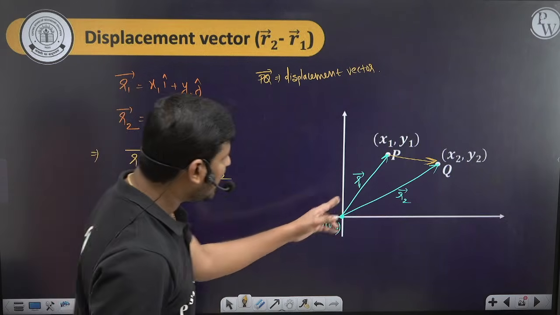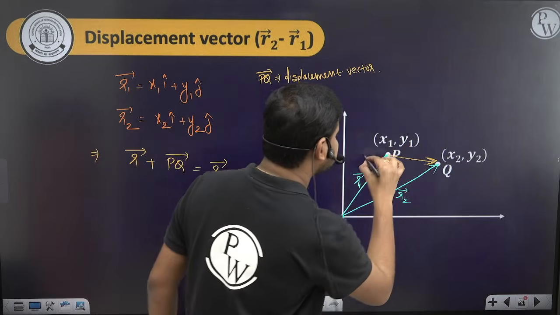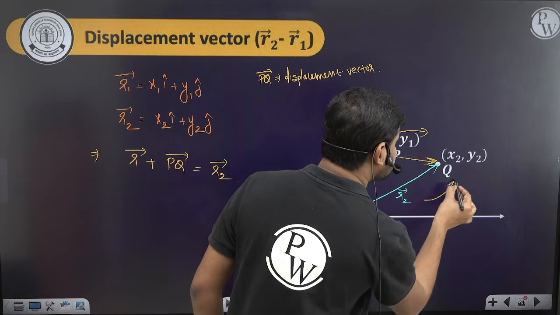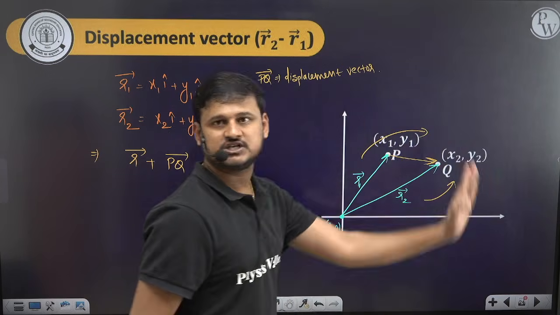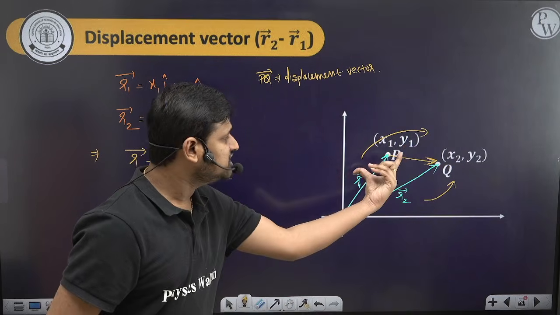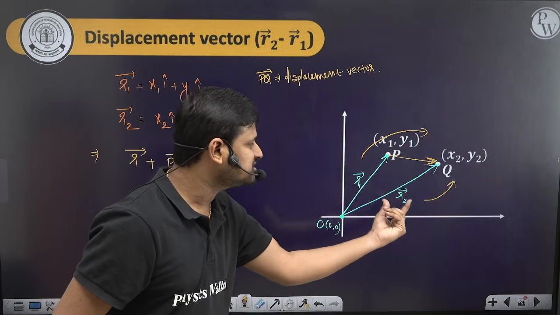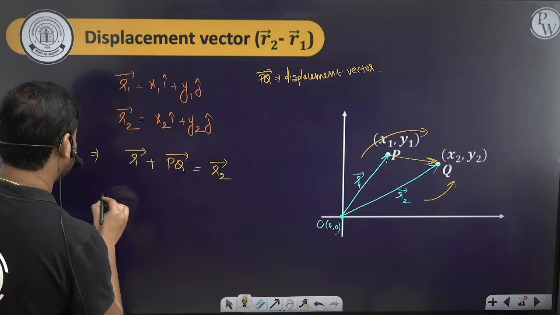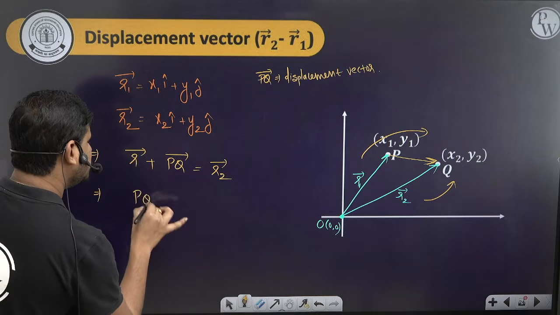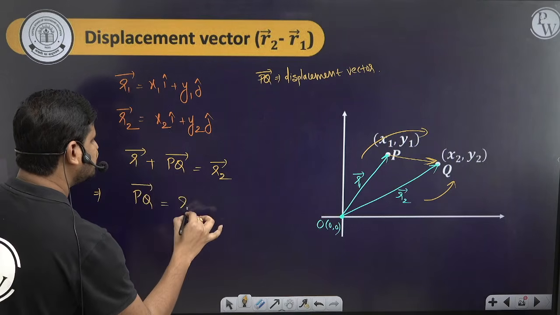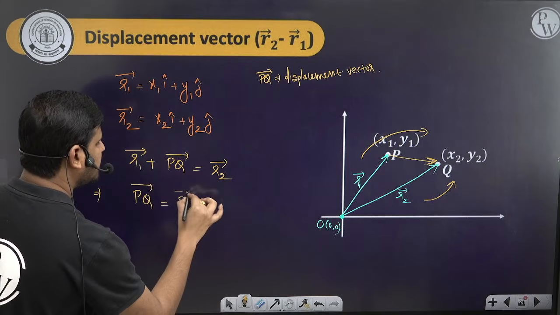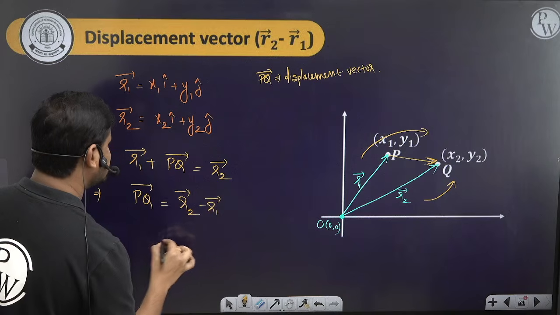Yes or no? R1 and PQ are in the same direction, these two are in the same direction, whereas R2 is in the opposite direction. So from the triangle law, the sum of these two vectors must be equal to R2. So from here I can write PQ, the displacement vector, is equal to R2 vector minus R1 vector. So what is R2 vector, guys?